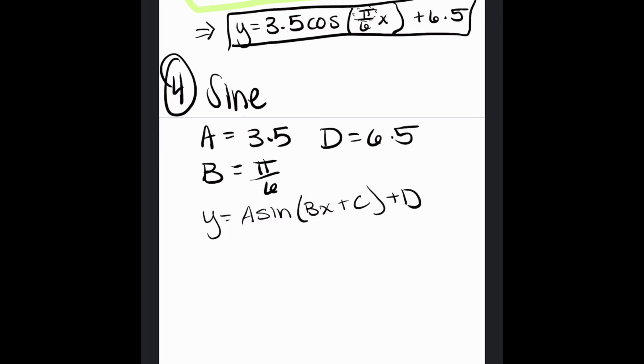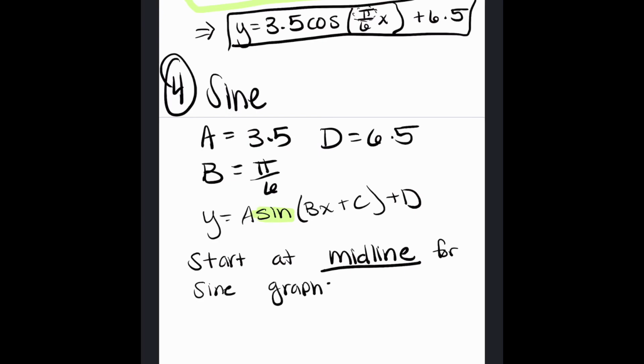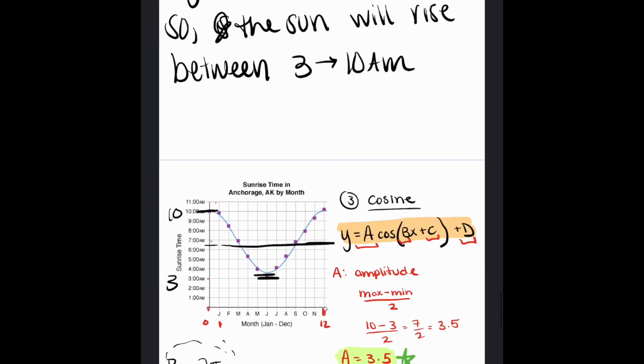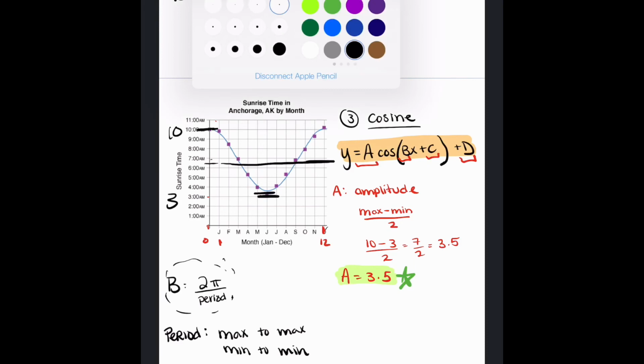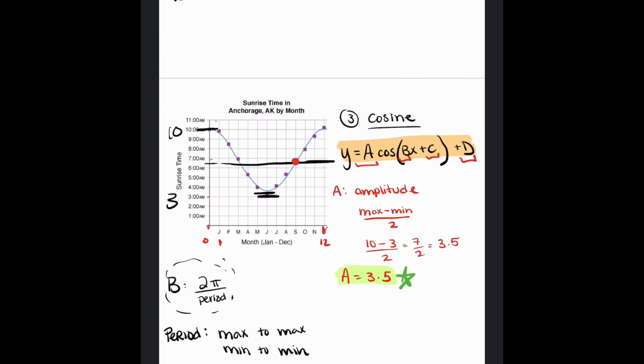So notice it's the same formula, except we just switched the sine in with the cosine. The only other difference is that when you have a sine graph, you can't start at a max or min. You have to start at the midline. So that's why I wanted to draw that in on the graph. So for sine graphs, going back up to my graph, I have that lovely midline there. I have to start on a point on that midline. Right away, my eye goes here, and I'm like, oh, that point looked like it was pretty on the midline. Let's go with that one.